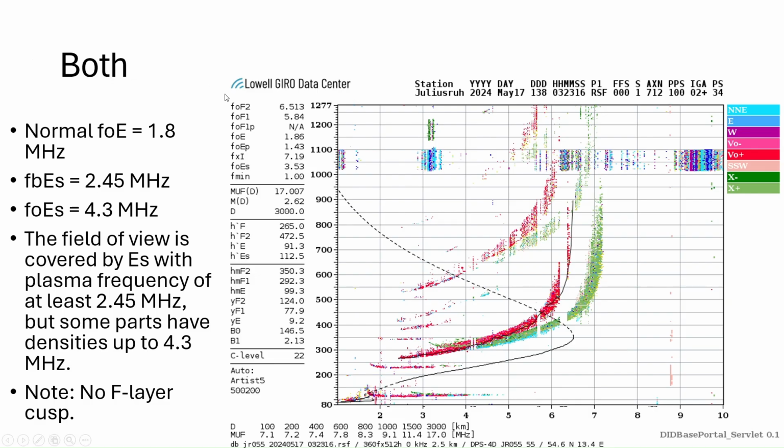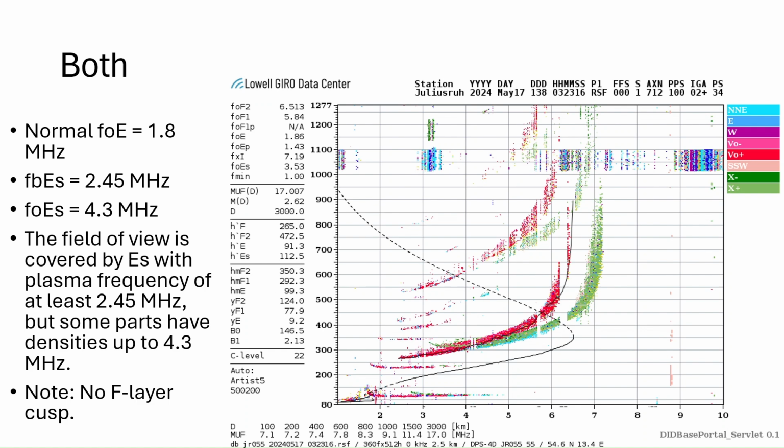Right, and this just showed another example of a situation where you can have both blanketing and non-blanketing. Blanketing, again, sets the minimum density within the field of view of the sporadic E, and the FOE sets the maximum density of the FOE within the field of view.